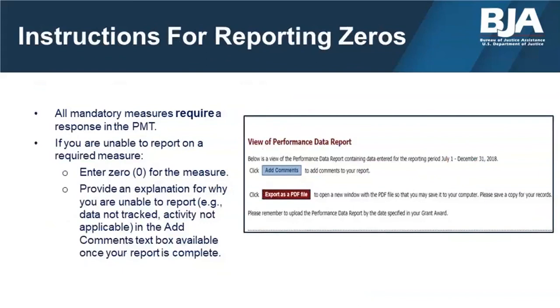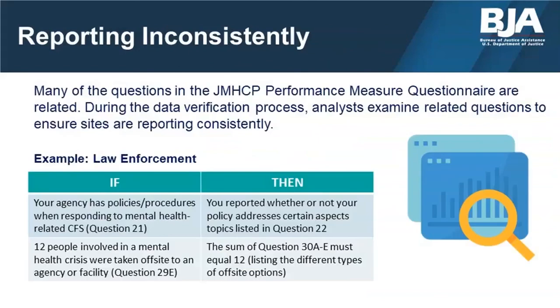Grantees are required to provide a response to all mandatory measures. However, if a mandatory measure does not apply to the activities funded by your award, we ask that you enter 0 and then provide an explanation in the additional comment section once your report is complete. Many of the questions in JMHCP's performance measure questionnaire are related. During the data verification process, analysts examine related questions to ensure sites are reporting consistently. Here are a few examples.